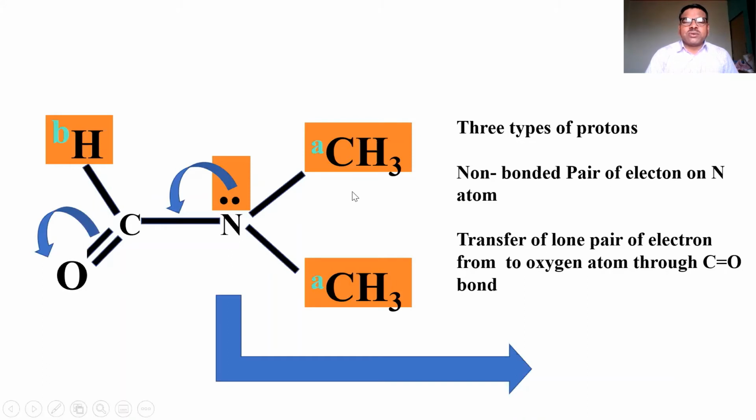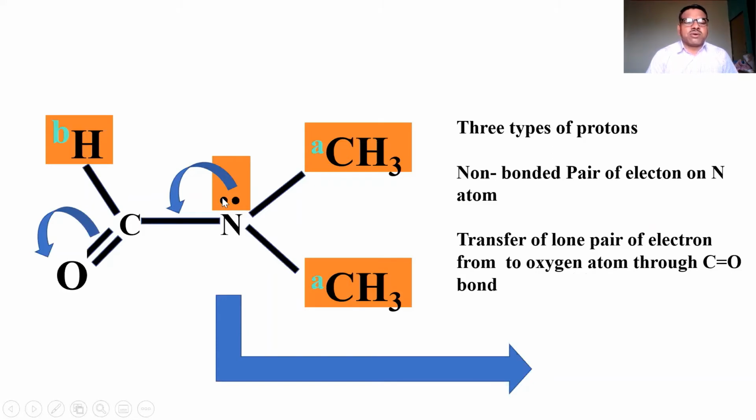Nitrogen has a non-bonded pair of electrons, and the lone pair of electrons present on the nitrogen atom can be moved or transferred from the nitrogen to the carbonyl group.